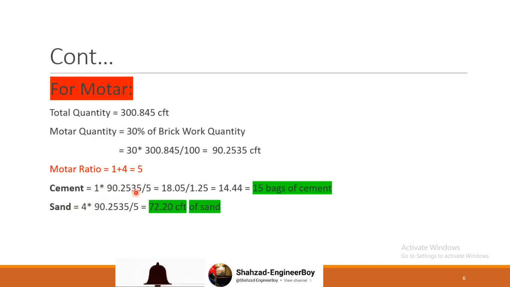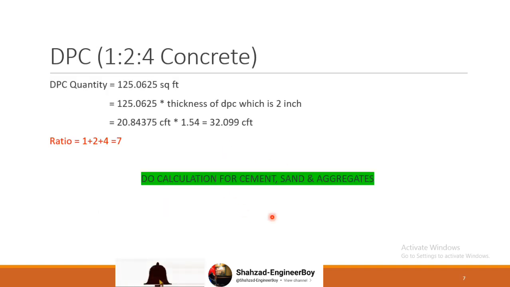So simple, 1 divided by 5, multiply this quantity, and you get the number of bags of cement. For sand, 4 out of 5, multiply by the total quantity and you get 72.20 cubic feet of sand. These are the same old things that are repeating. Now for DPC, the specification drawings tell you that it is a concrete of 1:2:4.